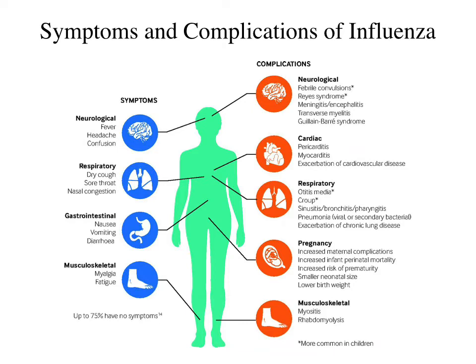People can have pericarditis and myocarditis, so the heart can be affected directly. We have all kinds of respiratory issues, and in pregnancy we see complications that can lead to lower birth weights and so on. And we also have the possibility of myositis, or inflammation of muscle. So there are a lot of complications that can arise from a flu infection. It isn't always a simple disease.